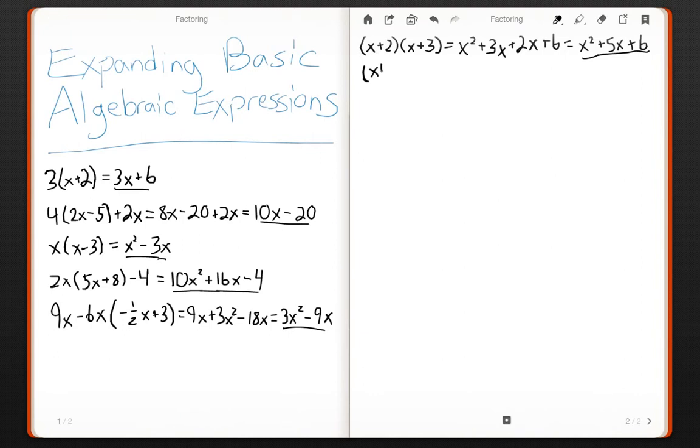Okay, let's do another like that. So, start with x times x is x squared. Then take the x and multiply by the 2 plus 2x. Now we go to the second term of this first binomial. 5 times x is plus 5x. And 5 times 2 is plus 10. Now we combine the middle two terms here and we get x squared plus 7x plus 10.